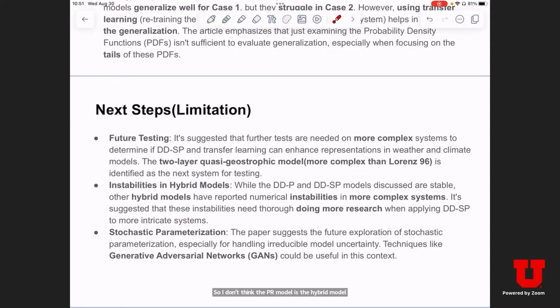The other hybrid model might be numerical method plus ML methods, but I don't see they specify the hybrid model. It can be other models, not in the seven models you introduced here. I think so. Okay. Yeah, because the first sentence always said that DDP and DDSP were discussed as stable. So I think the hybrid model, they didn't mention this specifically.